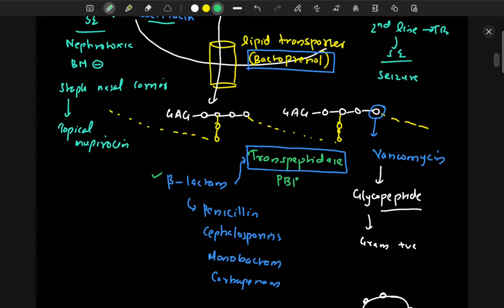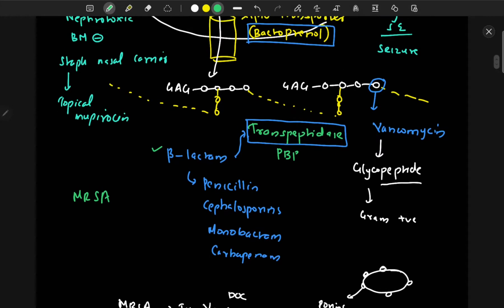This is actually seen in MRSA, that is, it will be resistant to penicillin, so it is methicillin resistant Staph aureus. The gene responsible for this resistance transfer is the MECA gene. Another mechanism is beta lactamase production. Beta lactamase is an enzyme that digests the beta lactam group.